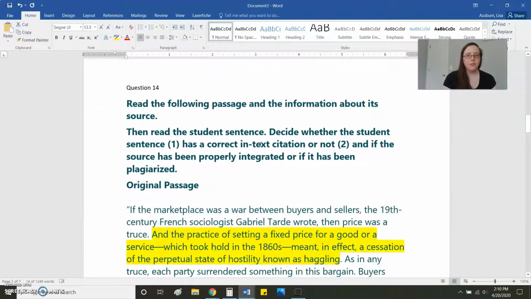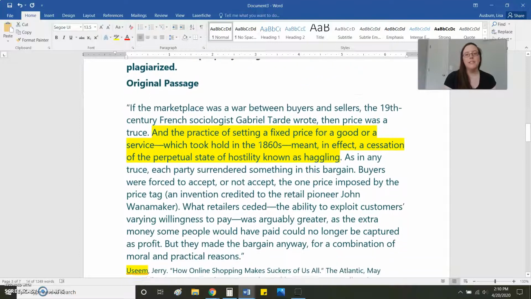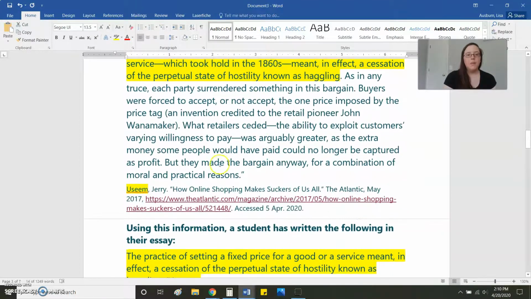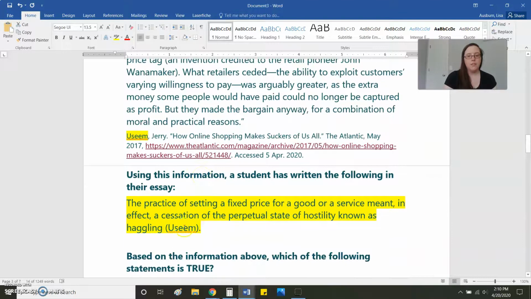All right, so let's take a look at question 14. Same concept. We're looking at the same part of the passage. We've got the same citation, and here's what the student has written: the practice of setting a fixed price for a good or a service meant, in effect, a cessation of the perpetual state of hostility known as haggling. And then we see the citation. So question number one, is this a correct in-text citation? Yes, it is. We have whatever comes first in the citation, which is the author's last name, and it's correctly housed in parentheses at the end of the sentence. Remember, an in-text citation can be found in the lead-in phrase or at the end in parentheses.